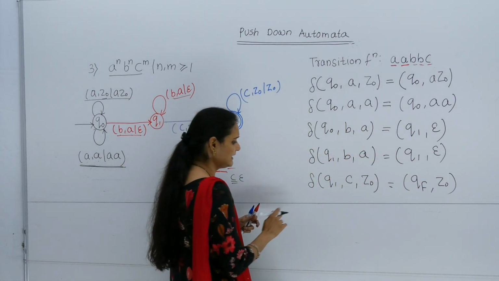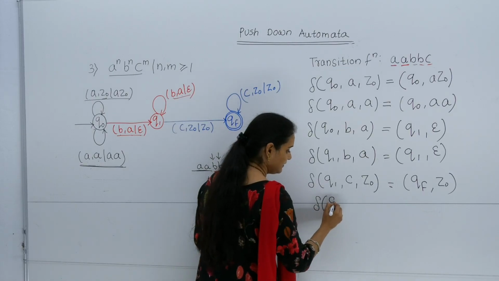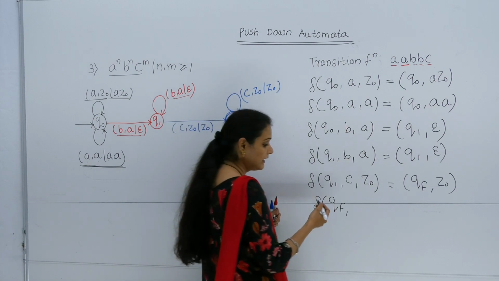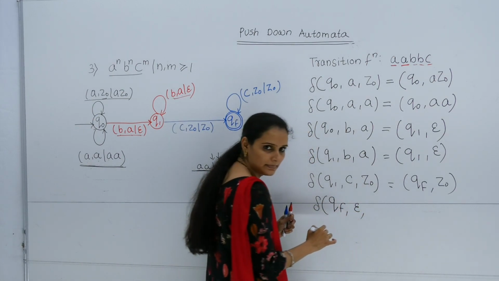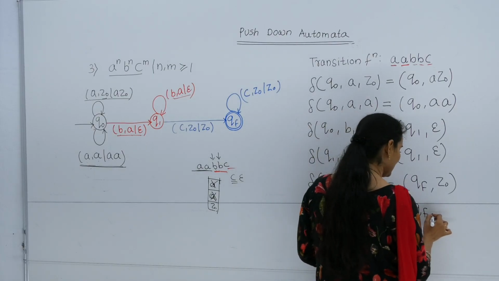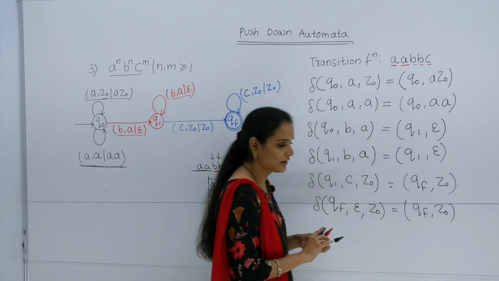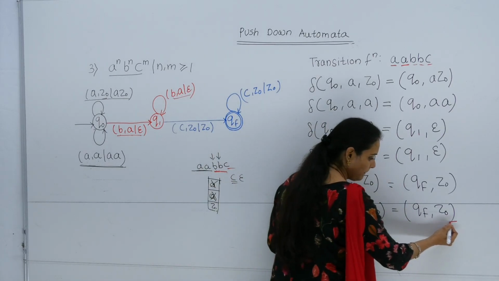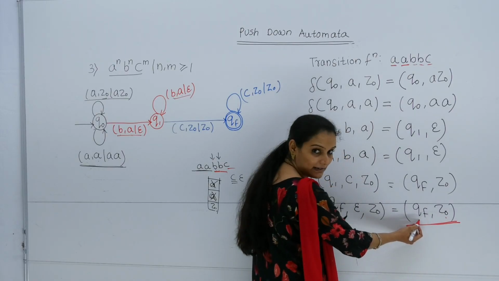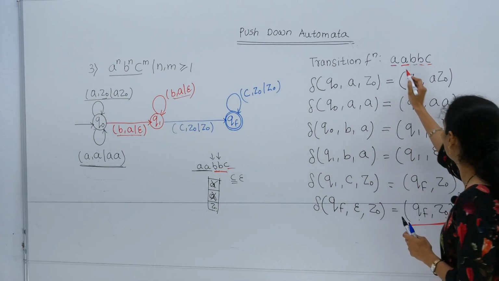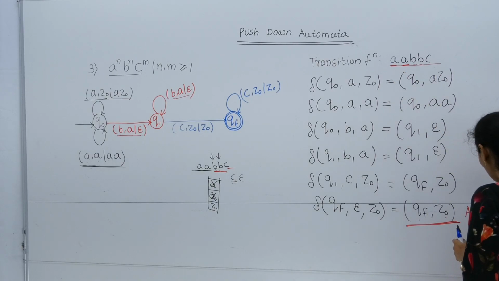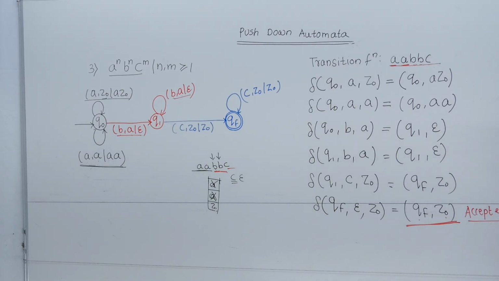We can again see here delta, now I am at the Q final state and the input symbol to be read is null, top of the stack is Z0, so we are at the Q final state. As we have obtained that particular state, the stack is empty, we are at the acceptance state, which means that particular string is accepted by using the state transition diagram of the push down automata.